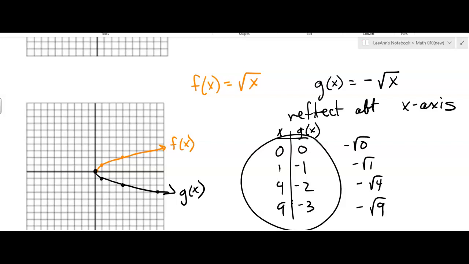So you don't have to do the table of values. You could just say, oh, they're not up, they're down, and graph it that way with the transformation. But I just wanted to show you both types of reflection.